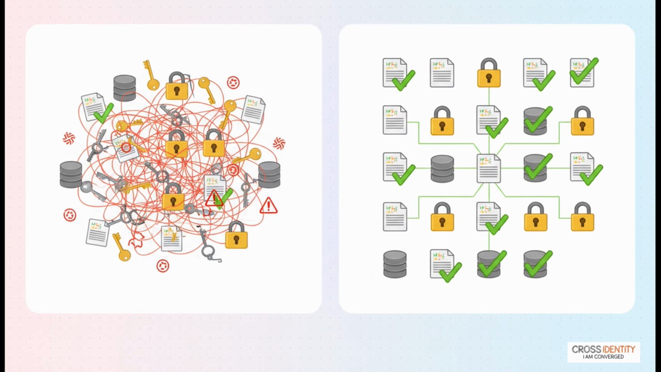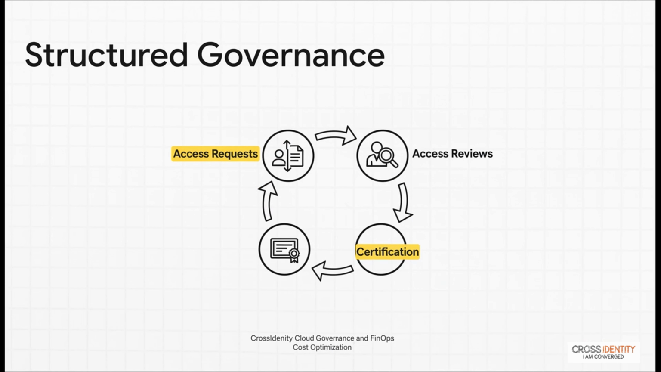But on the right, you have accountable permissions. Every single permission has a reason, it gets reviewed, and it gets taken away when it's not needed anymore. That's the world we want to live in. So, how do you get there? With a structured workflow. It's pretty simple, really.